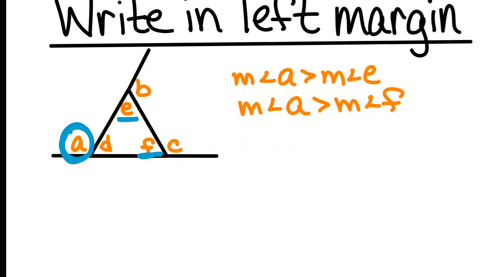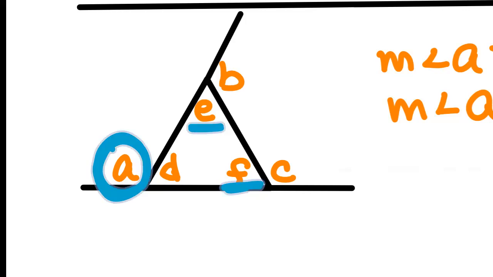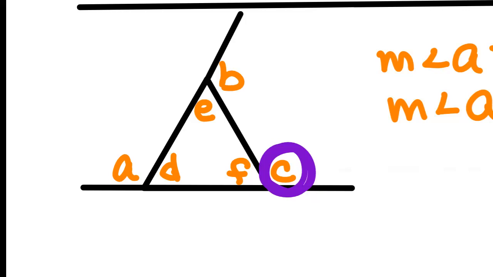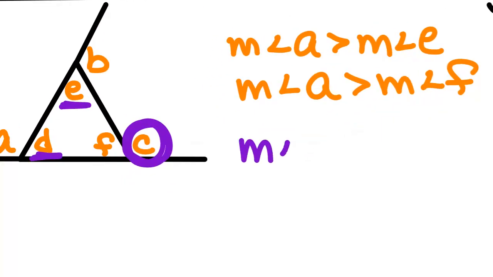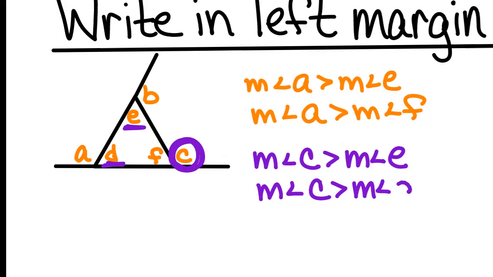Are there any other exterior angles? Yes. Name me one of them. C. So here's an exterior angle. What are the remote interior angles for C? D and E. Measurement of angle C is greater than the measurement of angle E. The measurement of angle C is greater than the measurement of angle D. The exterior angle is bigger than either one of the two remote interior angles.